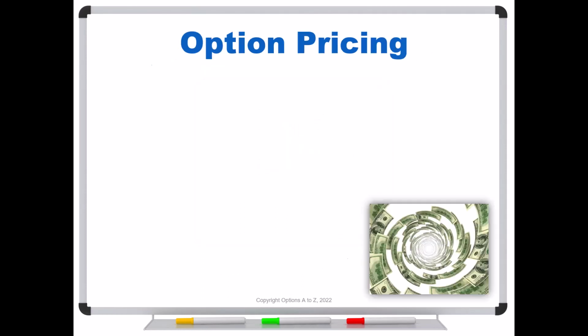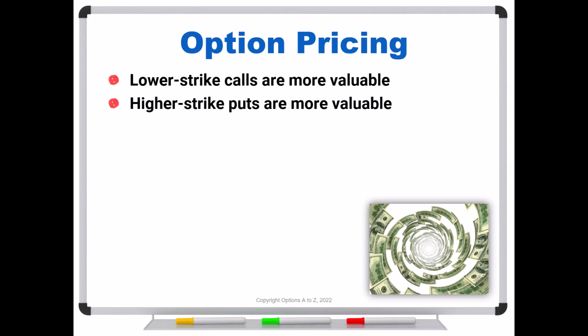So the controlling strike, very simple. We have to just go back to one of our basic option pricing principles that we've talked about before, and that is that lower strike calls are more valuable, meaning they're more valuable than higher strikes, and higher strike puts are more valuable than the lower strikes.